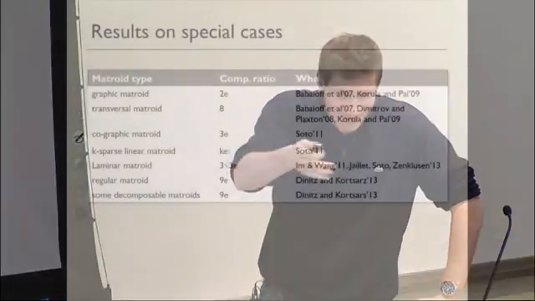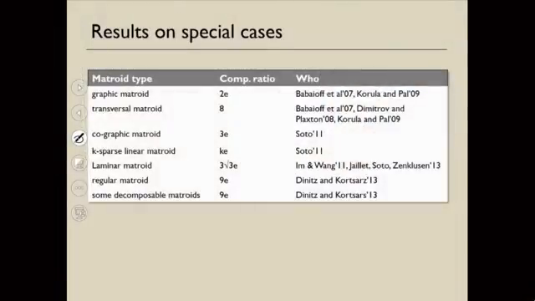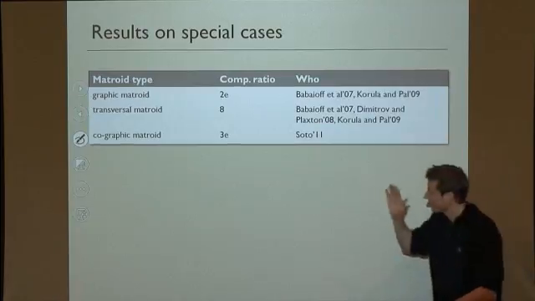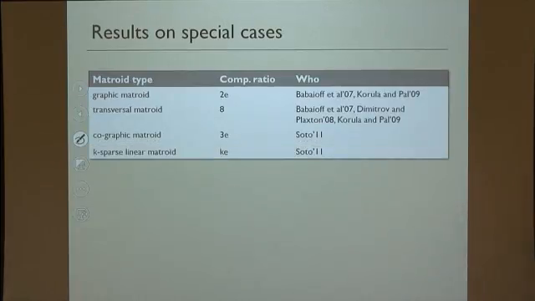As we have talked about, there are a lot of special cases. For the graphic matroid, there is a competitive ratio of 2e, so you only lose a factor of 2 compared to the single secretary. Something called transversal matroid, co-graphic matroid. Don't ask me what all these matroids are because I don't know. But K-sparse, this is K-sparse linear matroid. So what is a K-sparse linear matroid? I would guess that it's a linear matroid where the vectors have only K non-zeros.